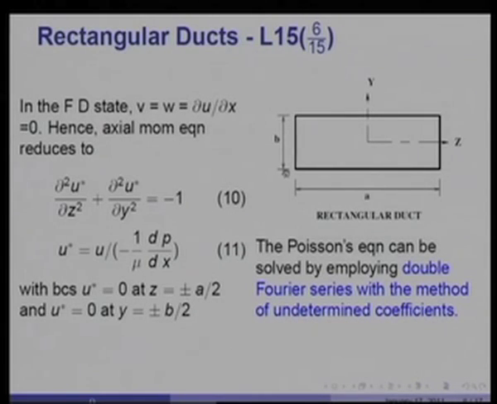If we say that the duct dimension is B on the narrower side and A on the longer side, then u star is equal to 0 at z equal to plus and minus A by 2, and it is also equal to 0 at y equal to plus and minus B by 2. Now, a Poisson equation of this type can be solved by employing double Fourier series with the method of undetermined coefficients, and I will briefly explain what that method is.